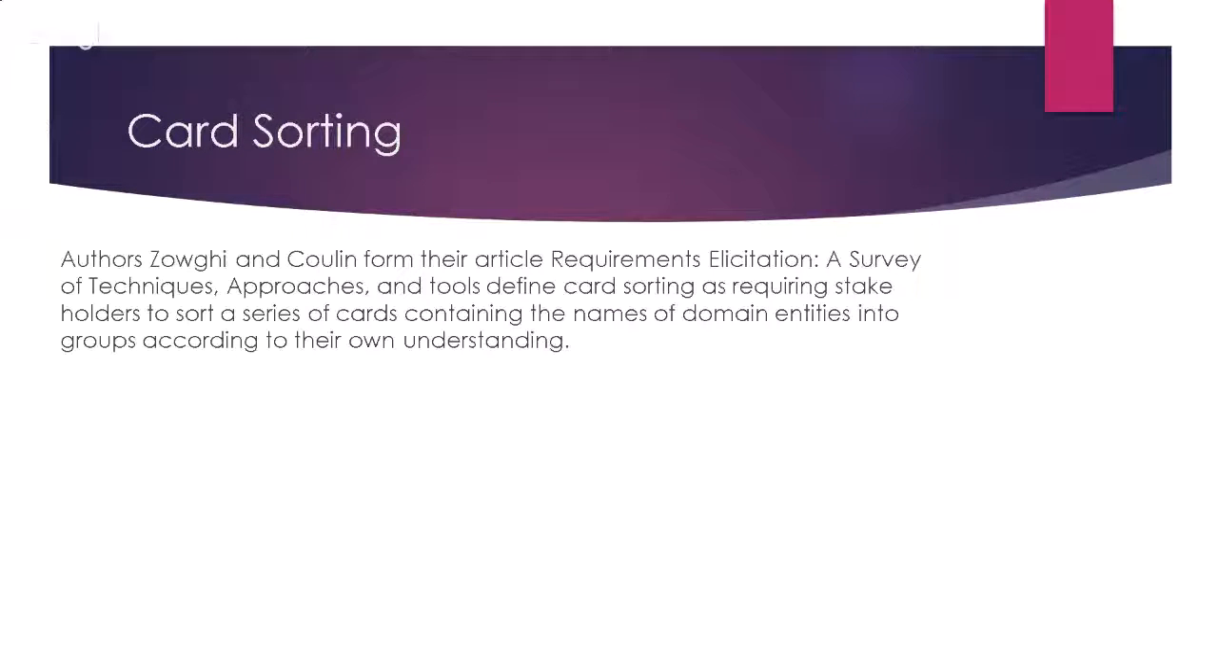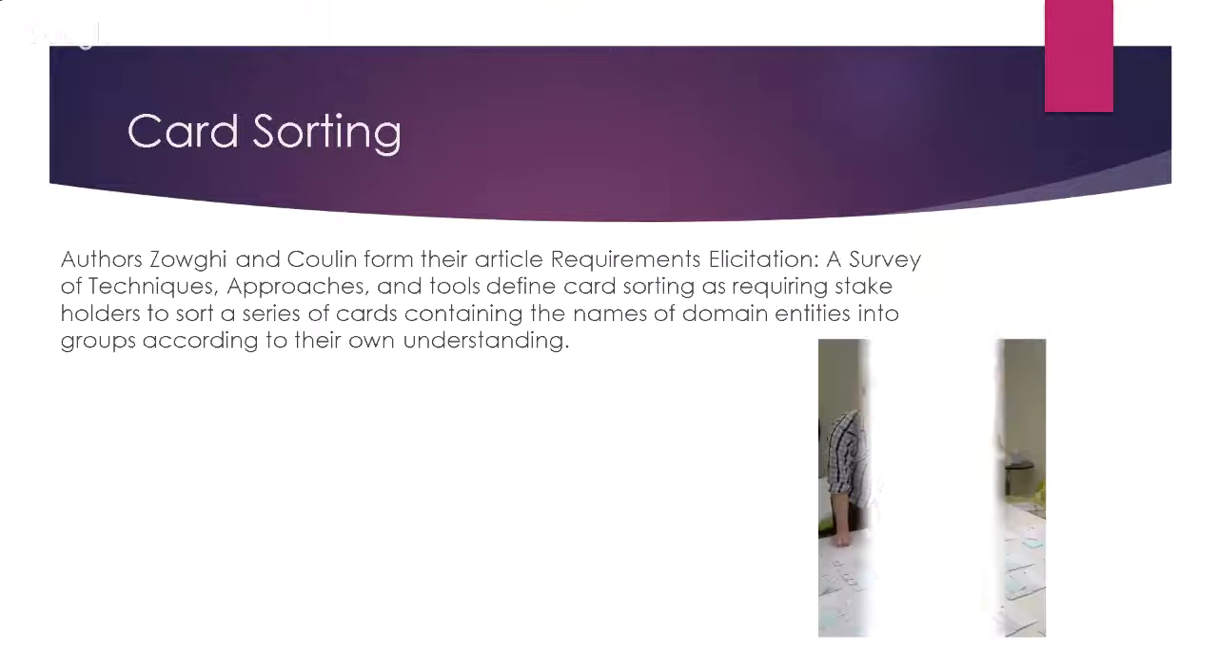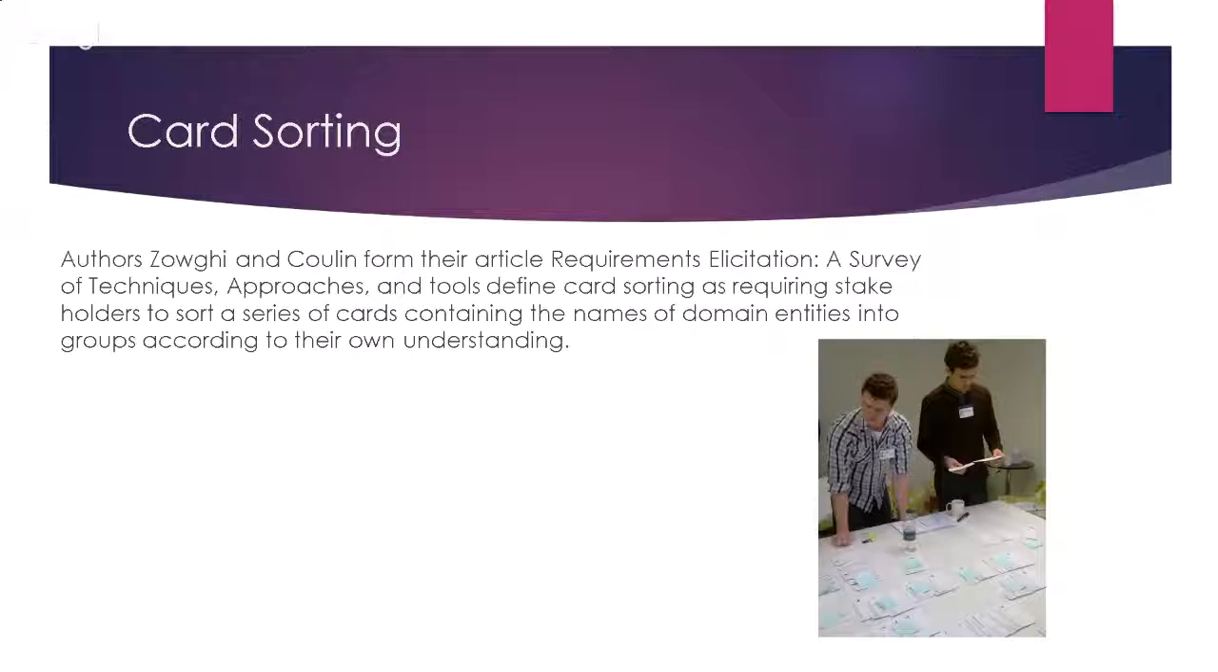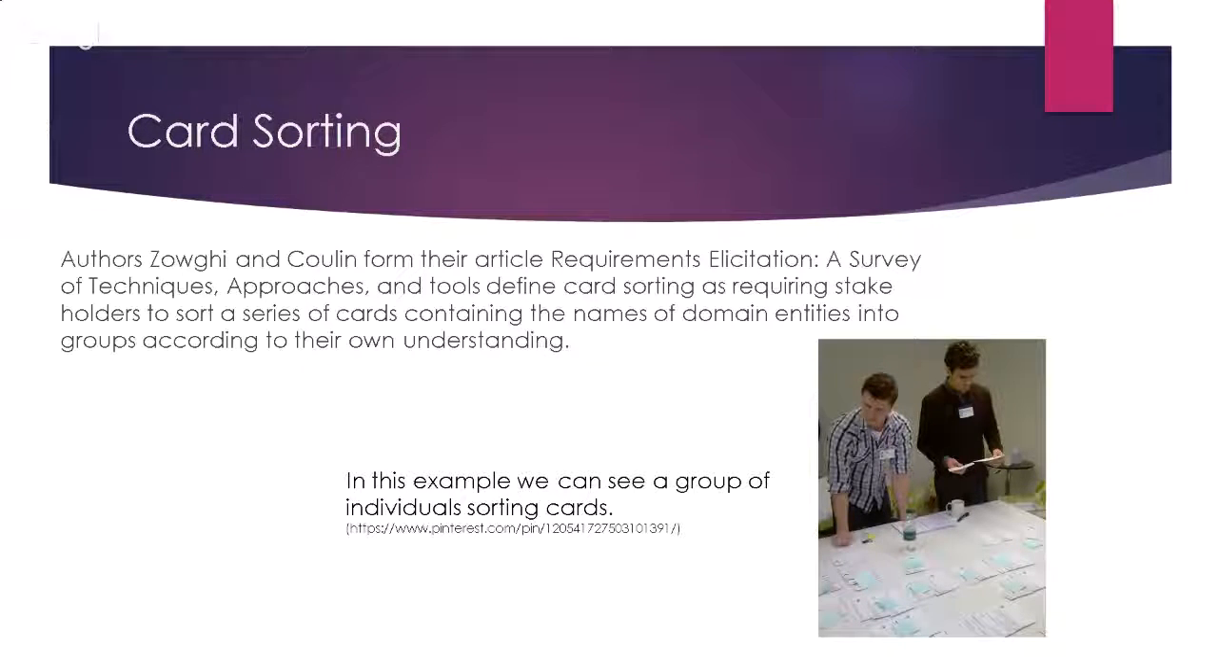So what is card sorting? Authors Zowghi and Coulin, from their article Requirements Elicitation: A Survey of Techniques, Approaches, and Tools, define card sorting as requiring stakeholders to sort a series of cards containing the names of domain entities into groups according to their own understanding. In this image at the bottom, we see two gentlemen standing around a table with a lot of cards to sort, and there are directions on the cards on how to sort them together. They can be sorted as a group or as individuals.